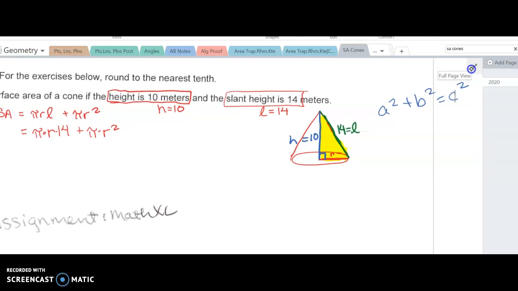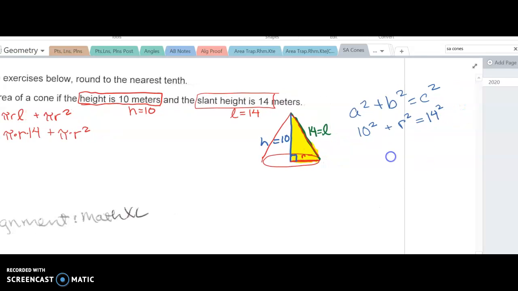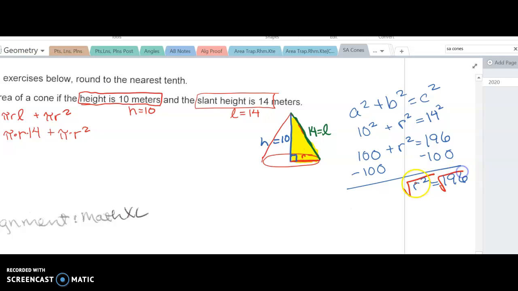So here we go. We're going to say 10 squared. Remember, R will go either in the A or the B spot. It doesn't matter, but C has to be 14 because that's our hypotenuse. Hypotenuse always goes in the C spot, right? So 10 squared we know to be 100, plus R squared equals 196, which is what 14 squared is. Subtract 100 from both sides and we get R squared to be 96. Then to get R by itself, we take the square root of both sides.